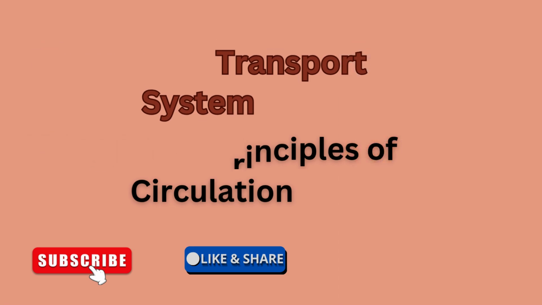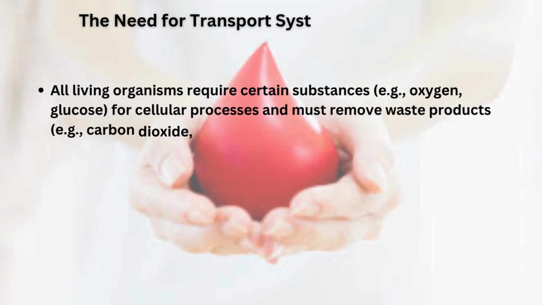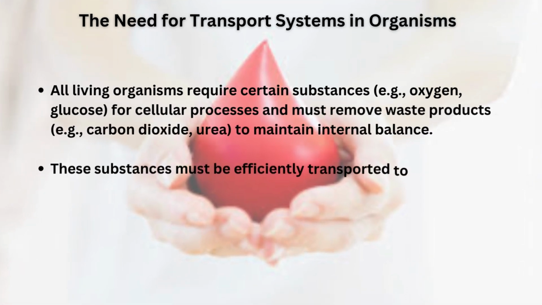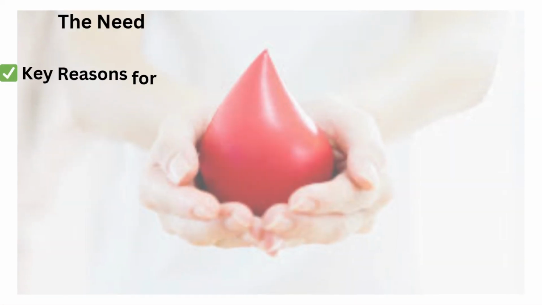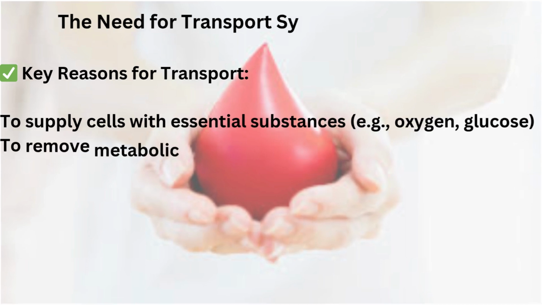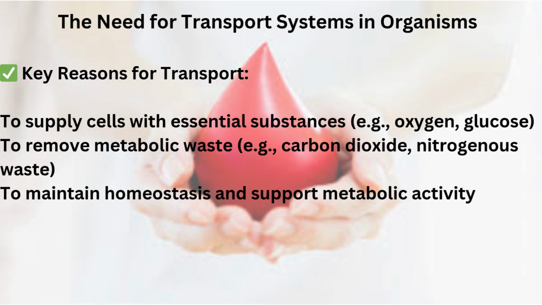Let's dive in. The need for transport systems in organisms. All living organisms need a constant supply of essential substances, like oxygen and glucose, to carry out cellular processes. At the same time, they must remove waste products, such as carbon dioxide and urea, to maintain a stable internal environment. To do this efficiently, organisms need a transport system that can deliver these vital substances to cells and carry away the waste products, ensuring survival and proper functioning.